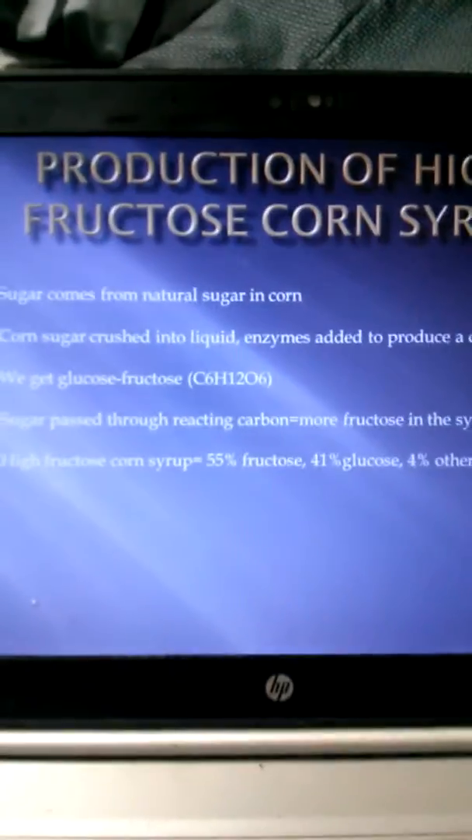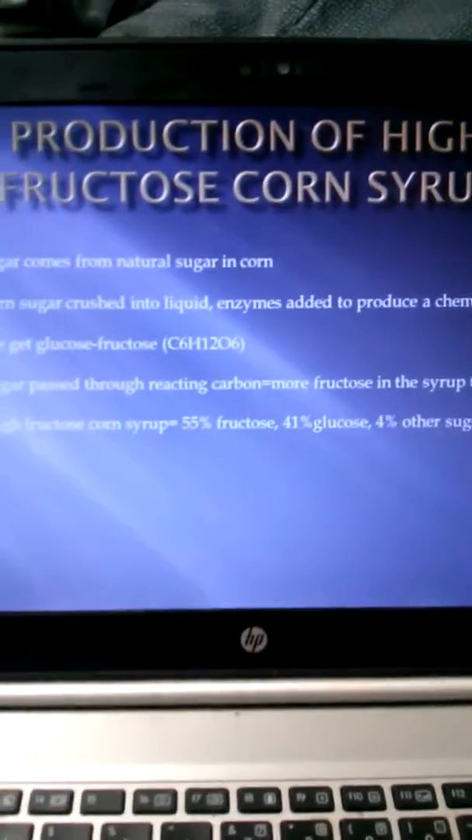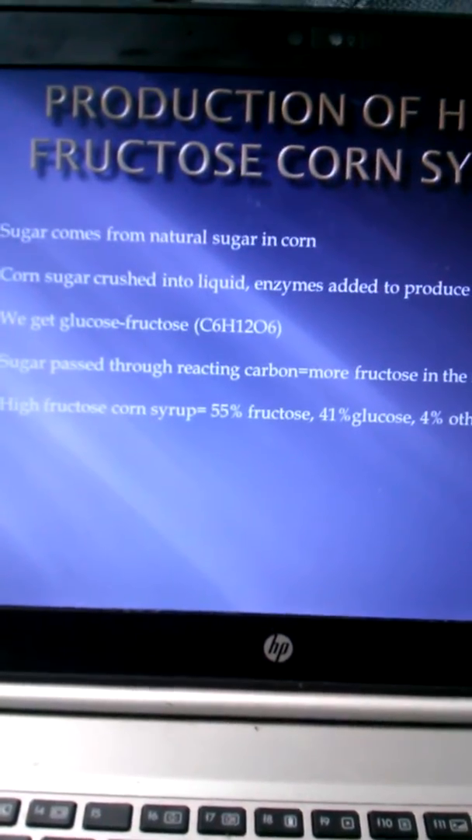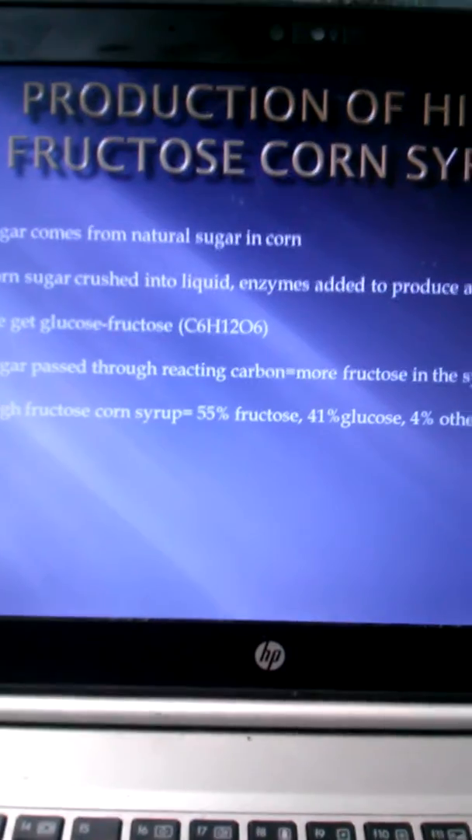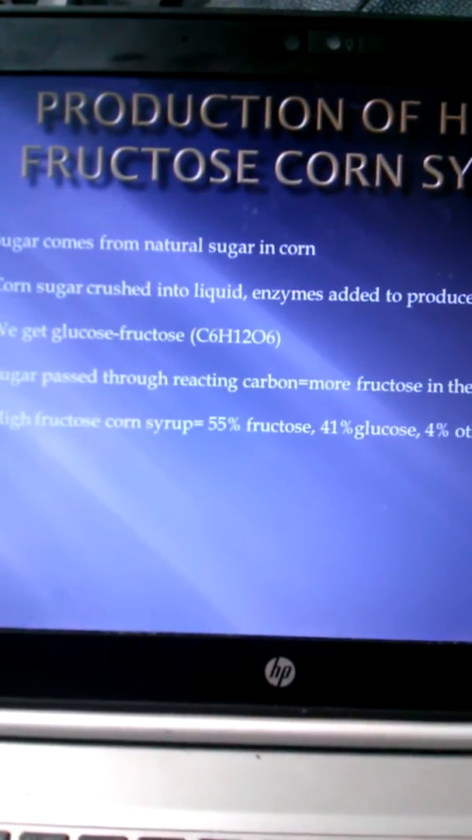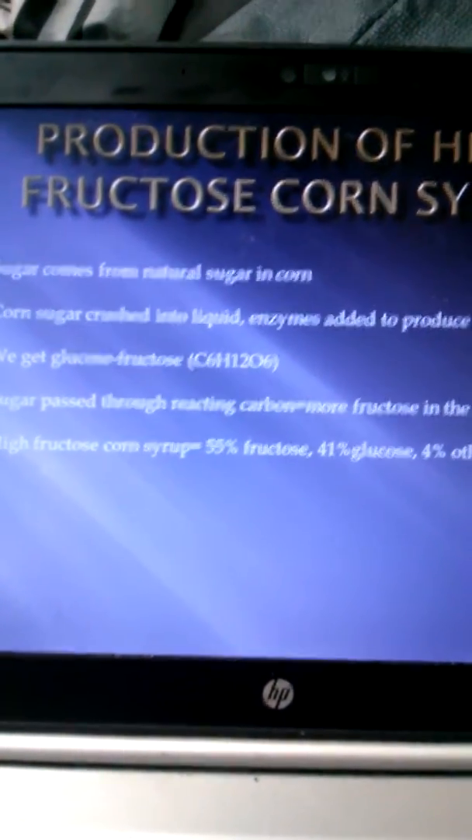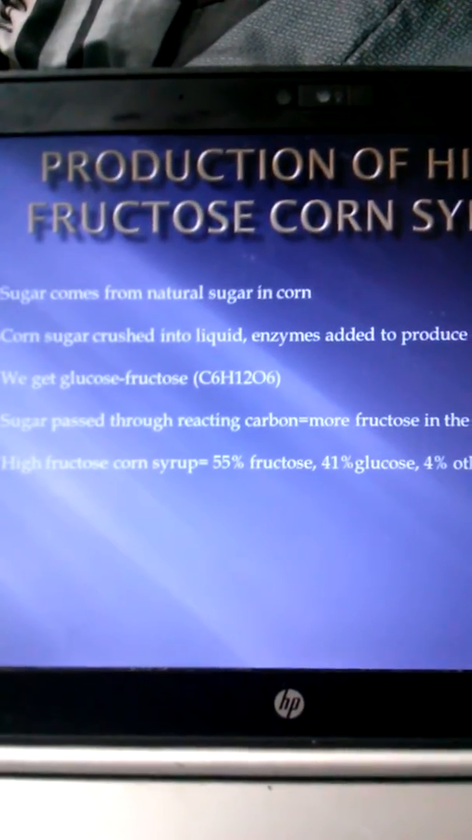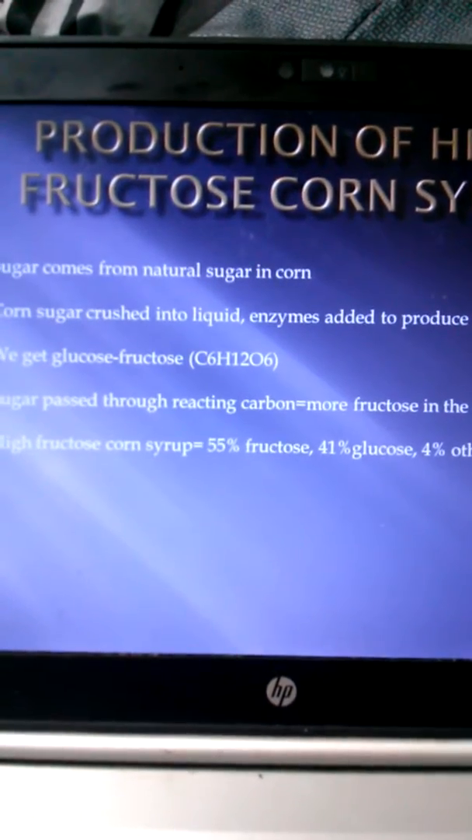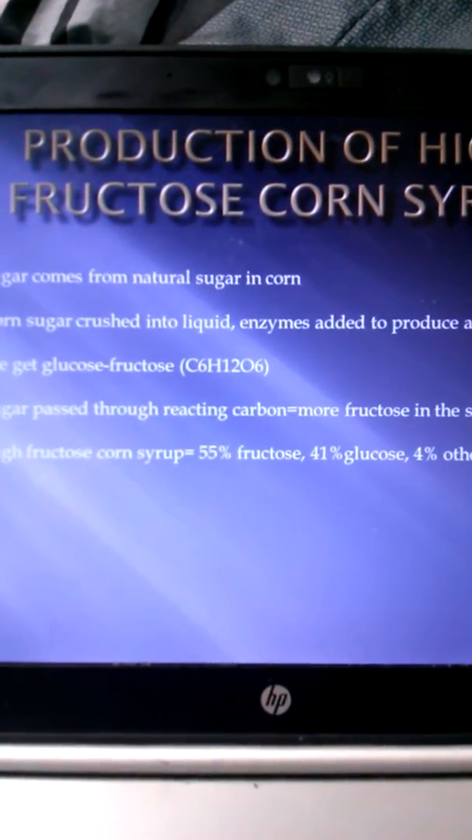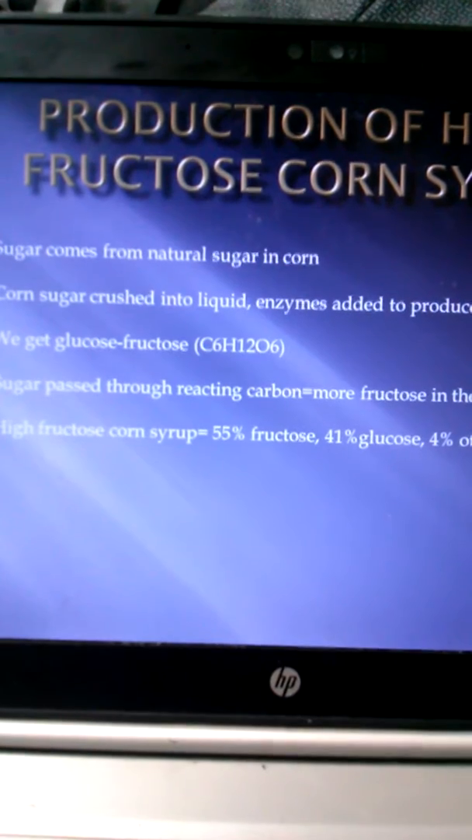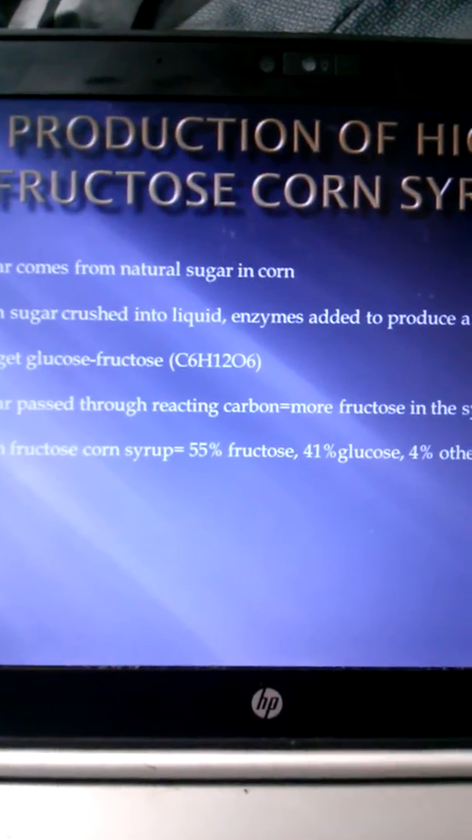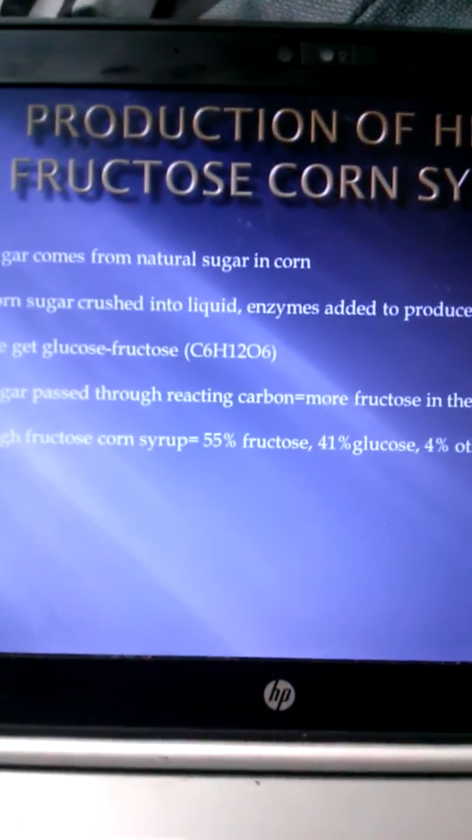So the next thing, one of the main ingredients in soda, is high fructose corn syrup. The sugar is produced from corn. This is the natural corn. It also comes from beets, and what is produced from the roots is crushed into a liquid, and enzymes are added, and this produces a chemical reaction. From this reaction, we get glucose fructose, which is C6H12O6. It's actually a mixture of glucose and fructose.